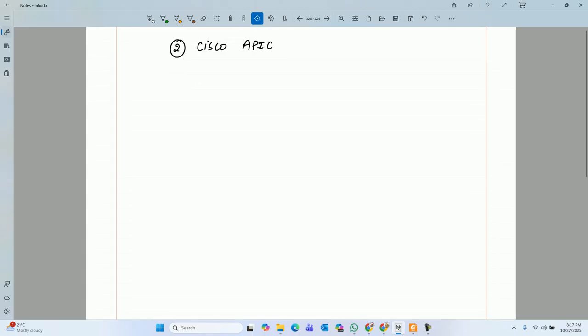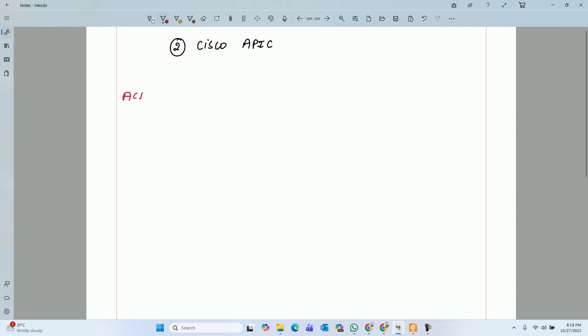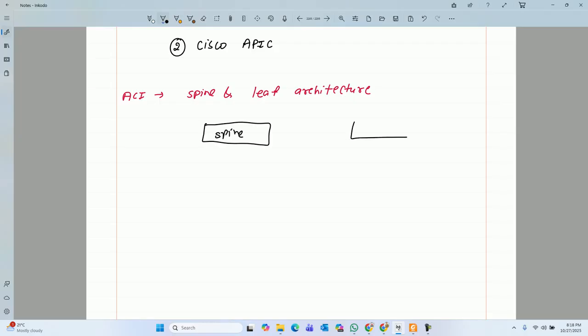And we have already discussed the architecture that ACI, application centric infrastructure, is using spine and leaf architecture. So in this spine and leaf architecture, we have two layers of switches. One layer of switches is known as the spine layer, which acts as the distribution layer. So in traditional network, we have distribution layer. Similarly, we have spine layer in this two-tier architecture. Then we have leaf 1 and leaf 2.